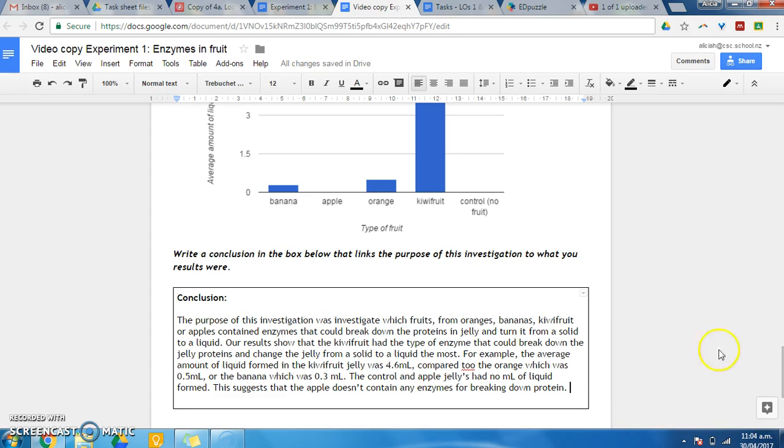There we go. So if you wrote something like that that included what the purpose was, what your results show but linking back to that purpose, and then included some data points from your experiment, you will have done a very good job.